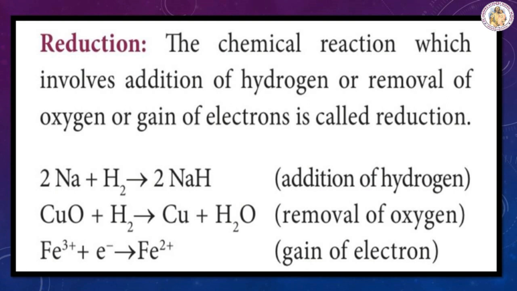Next is copper oxide. Copper oxide is added with hydrogen, but here in the copper oxide, oxygen is removed and forms H2O, that is water. So here is the removal of oxygen. This reaction is also called a redox reaction. Okay, next is Fe3+ plus electrons. Here also it is the gain of electrons, so we get Fe2+.